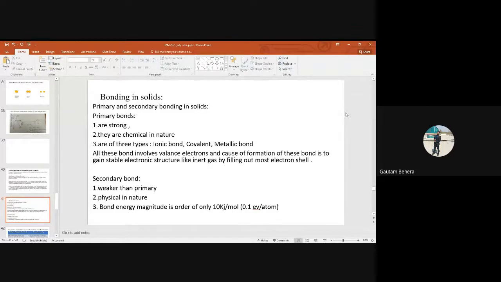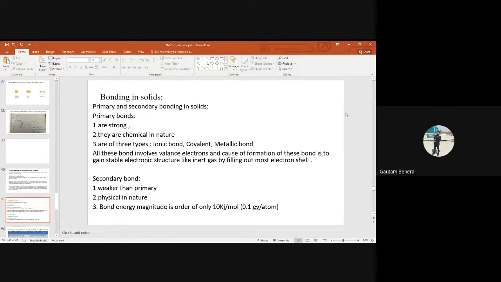Now, bonding in solids. We can have two types of bonding in solids, primary bonding and secondary bonding. Primary bonds are basically chemical bonds. Chemical bonds are always strong, you have to remember. Physical bonds are weaker. So primary bonds are chemical bonds. They are very strong bonds, right? They are basically of 3 types: ionic, covalent, and metallic bond.